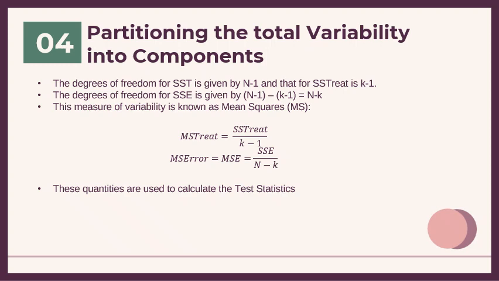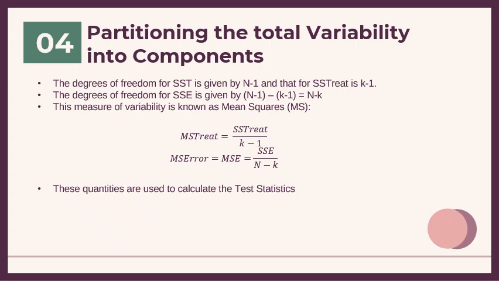Okay, continuing from that, we need to determine the degrees of freedom for SST and SSE. The degree of freedom for SST is given by n minus 1, and that for SS treat is k minus 1. The degree of freedom of SSE is given by (n minus 1) minus (k minus 1), which equals the number of the sample minus k, which is the number of different groups.